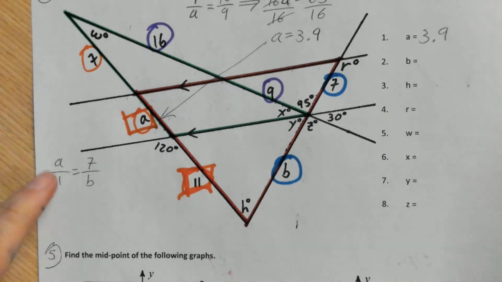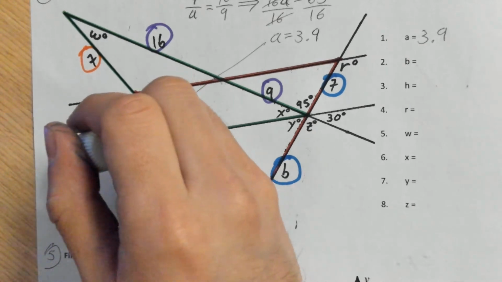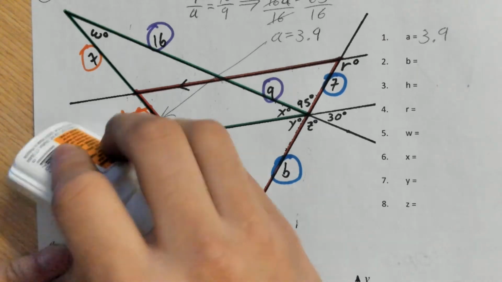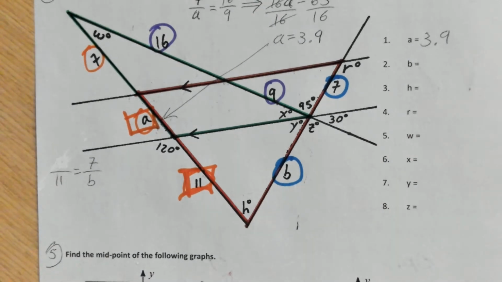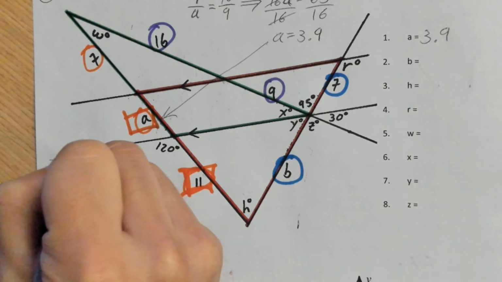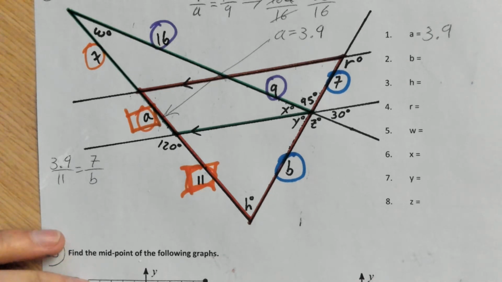Oh, and sorry, again, we know the value of a, so we don't have to put a. We don't want two letters in our equation, because then it's going to be a function, and you're going to have infinite values if you have two variables. You only want one single letter. So a is 3.9.